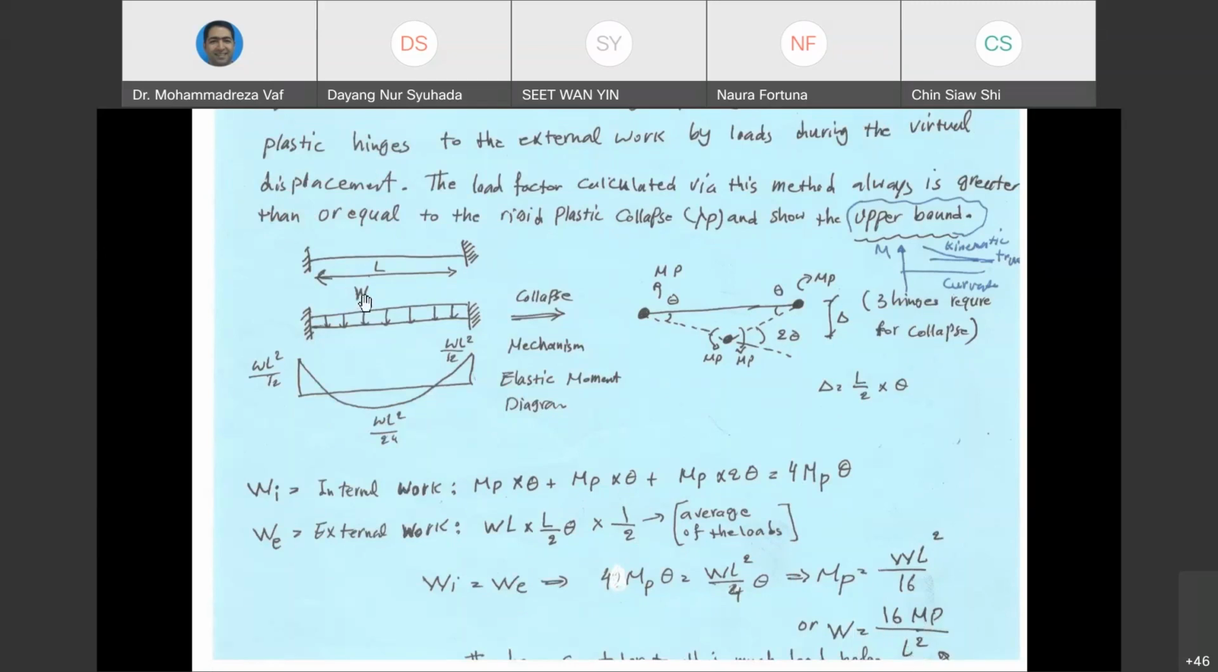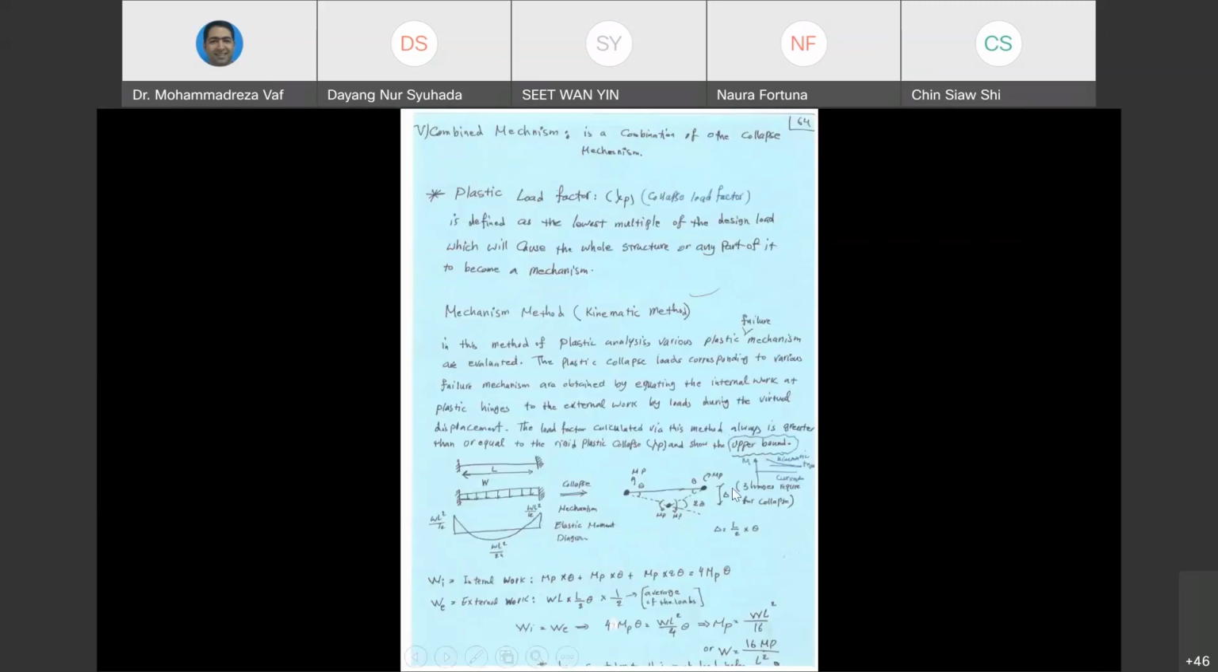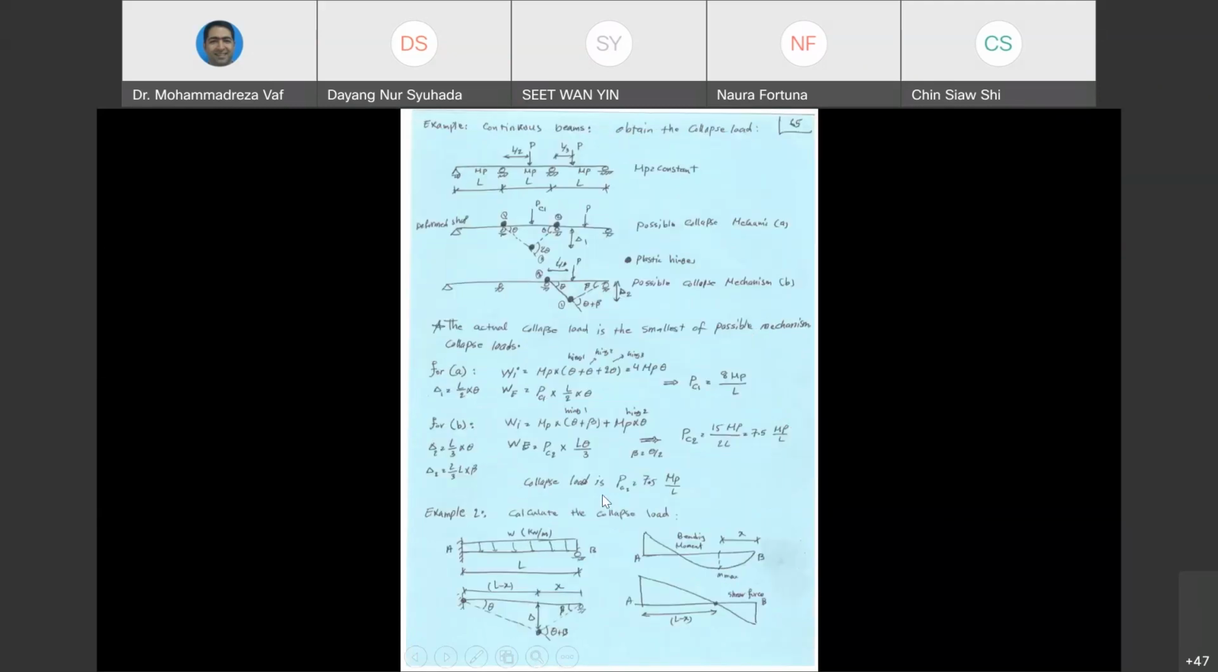So if you want to know how much MP you should put inside your section, if W is clear for you, let's say W is 5 kilonewton per meter. So 5 multiplied by the length of your span to the power of 2, divided by 16, is the MP that you should put for your section. So you need to design your section such that the MP is at least equal to this amount of value. So this was also another example of application of the kinematic approach for the calculation of critical load.